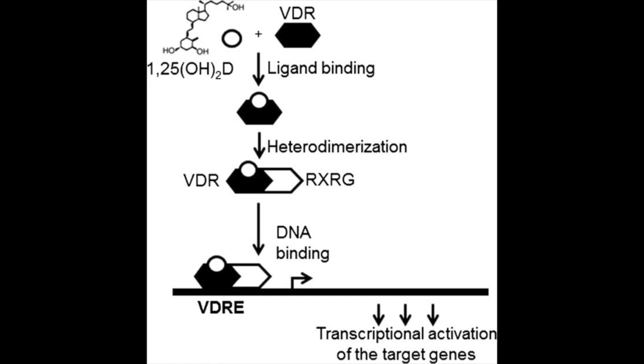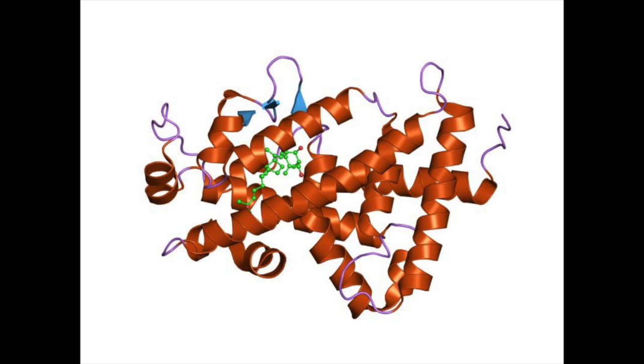Vitamin D hormone binds to receptors in its target cells, controlling the synthesis of many different proteins involved in calcium transport and utilization.